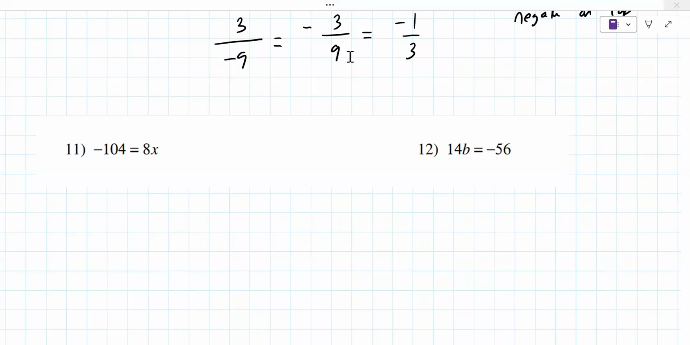I forgot what to do when the number's right next to the variable. We're going to pick this up next time, but you would divide both sides by 8. So x equals, in this case, negative 13, like that.